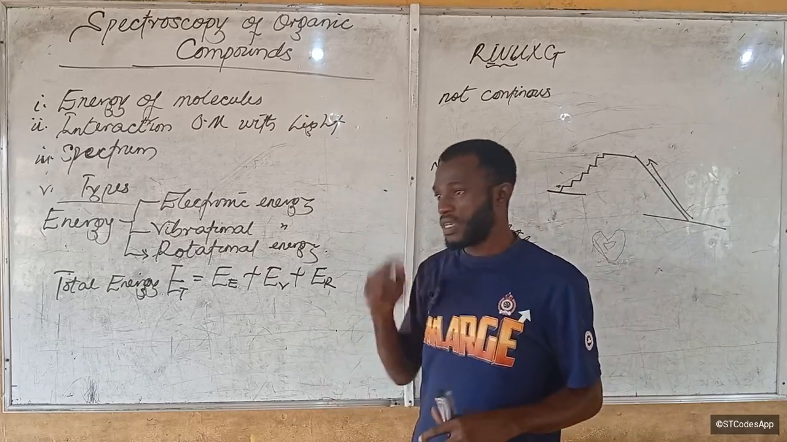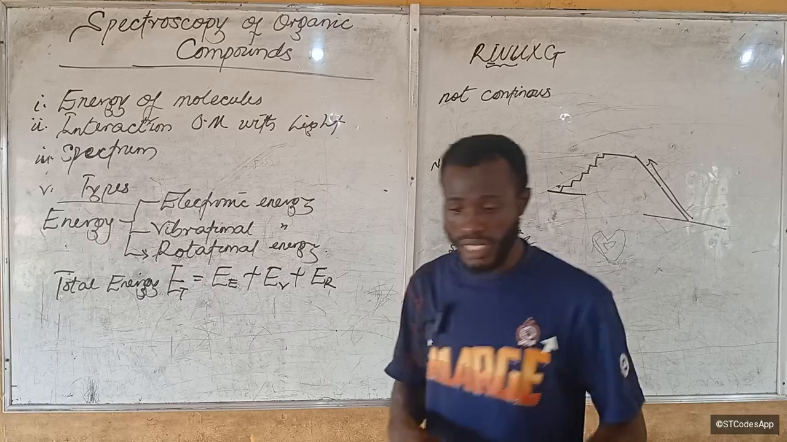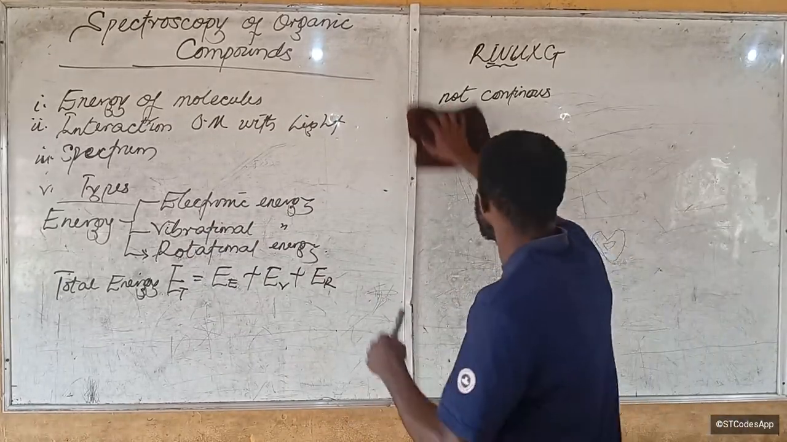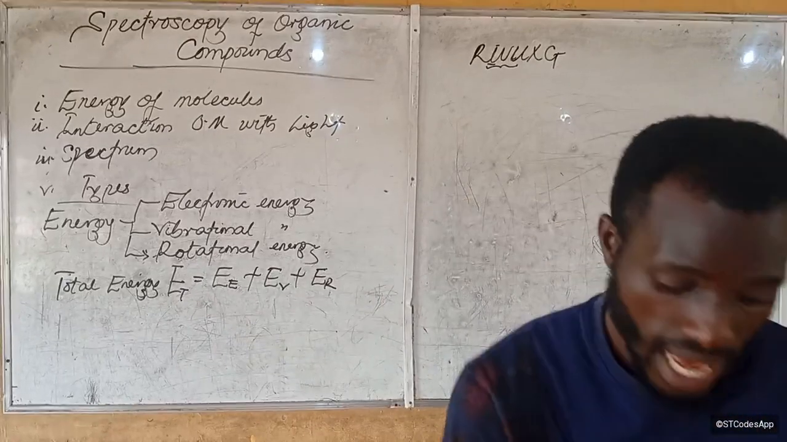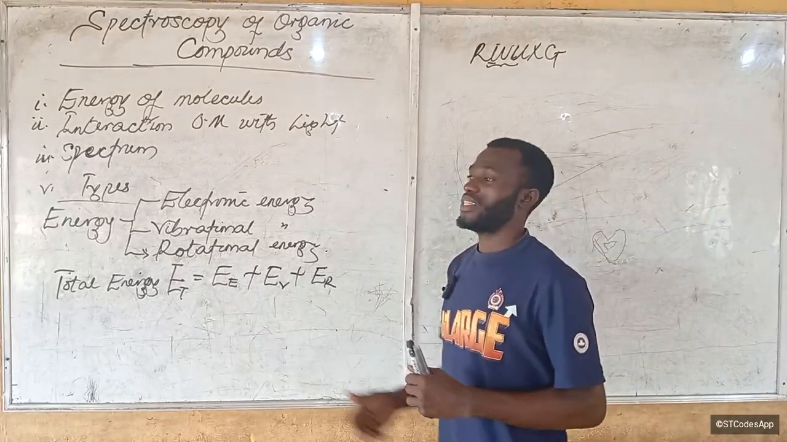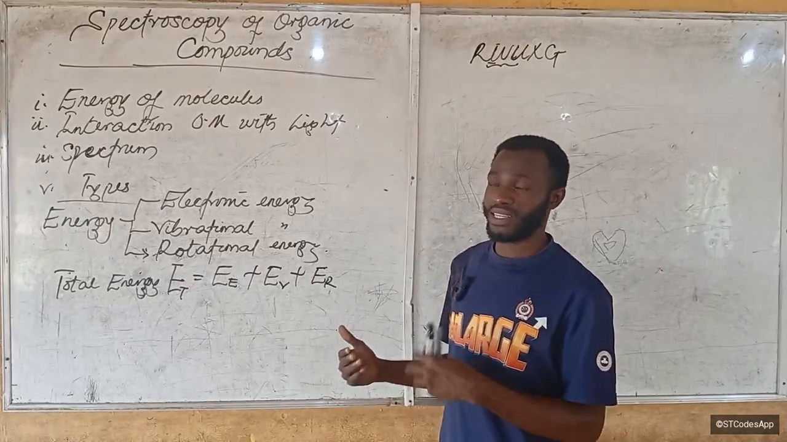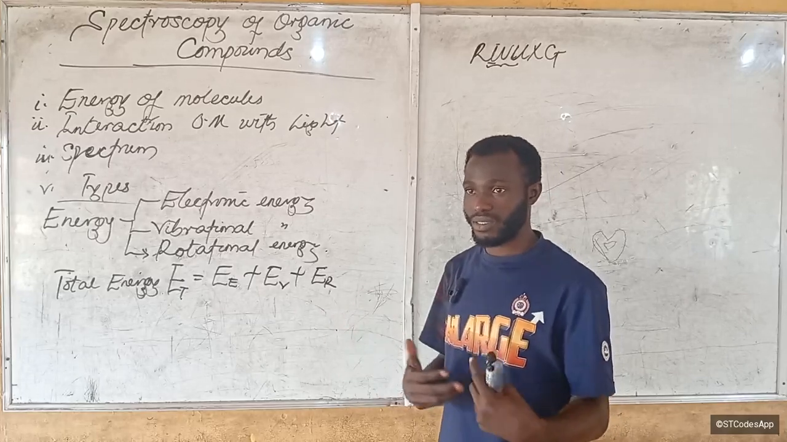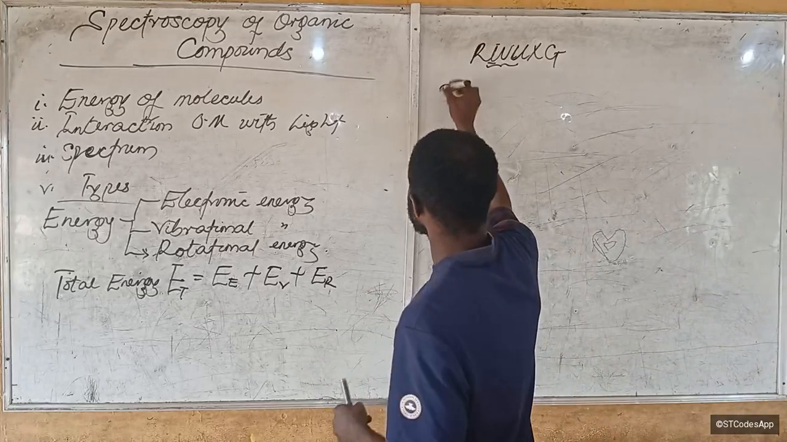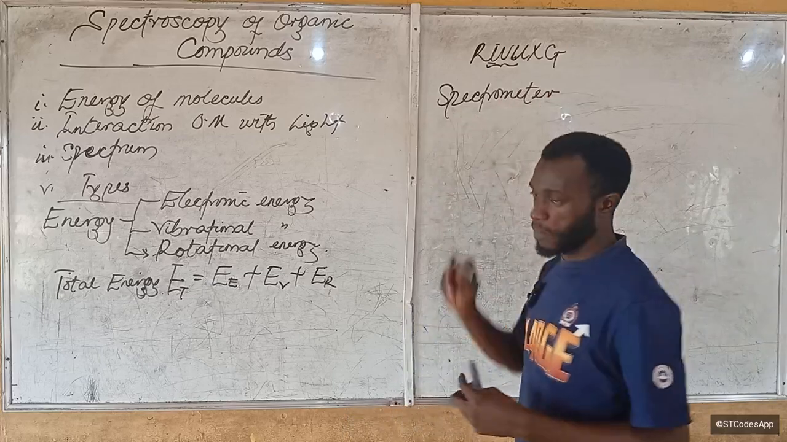Now let's talk about spectrum. The machine that is used to study spectroscopy is called a spectrophotometer, or another name, a spectrometer. From my findings, spectrophotometers are just other types of spectrometers, so I'll just say spectrometer. A spectrometer is used to study spectroscopy.